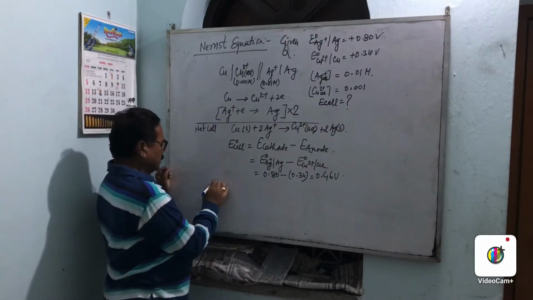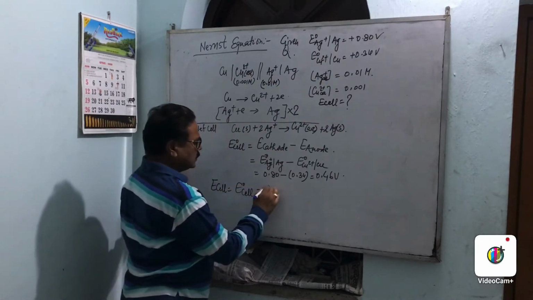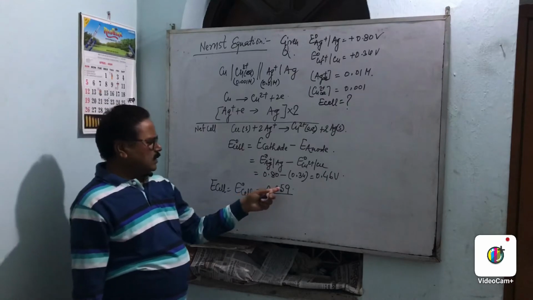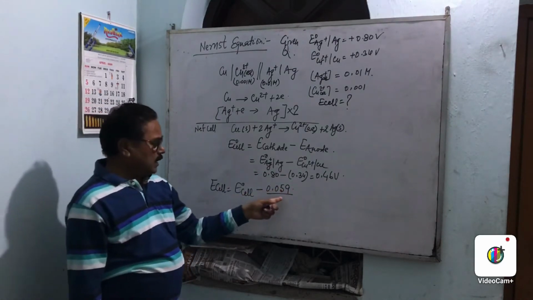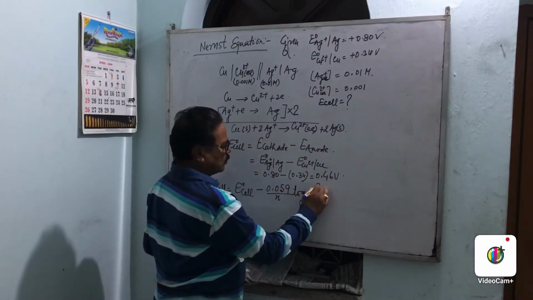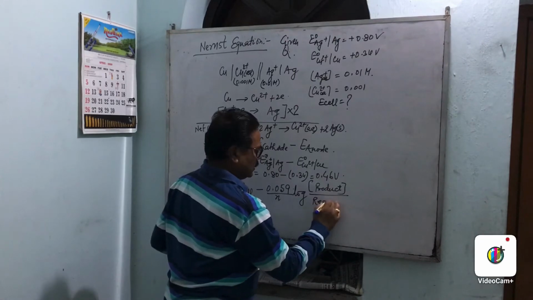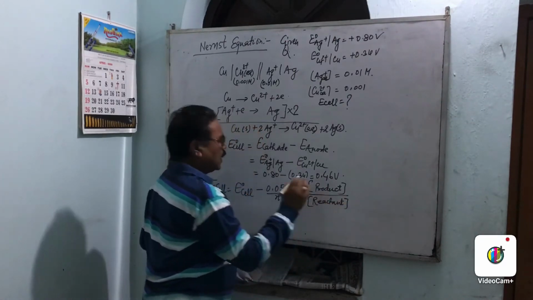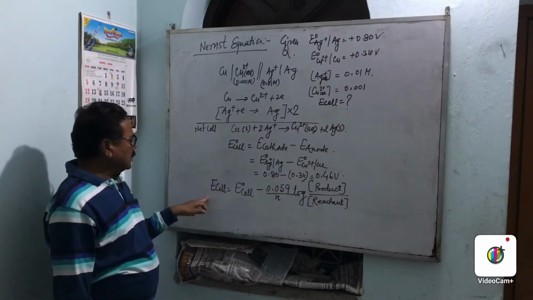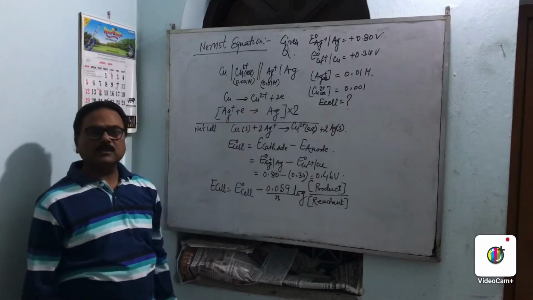Now we apply the direct step: E cell equals E0 cell minus 0.059, which comes from 2.303 RT by nF, log product by reactant. In the format we have written log product by reactant. This is very simple. I have written here the net equation, and we are applying the Nernst equation on this equation to calculate the cell potential of this cell.